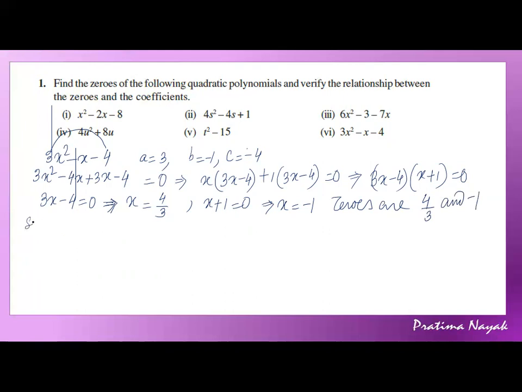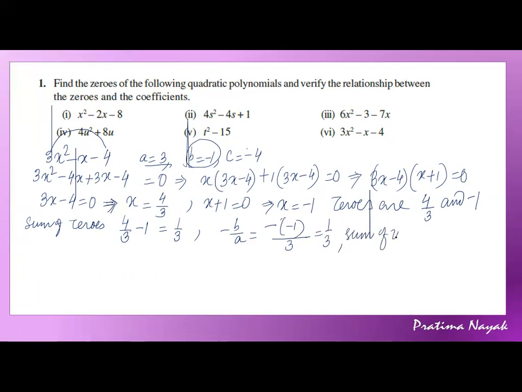Now sum of zeros. Sum of zeros is equal to 4 by 3 minus 1, which is equal to 1 by 3. Now minus b by a, b is already negative, so it will become positive. B by a is 3. So this is 1 by 3. So sum of zeros is equal to minus b by a, verified.